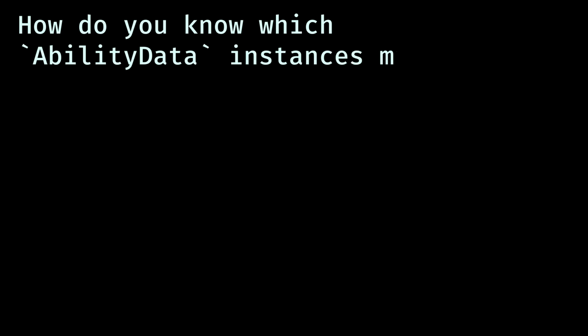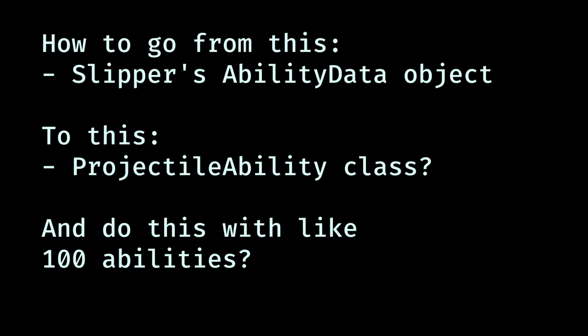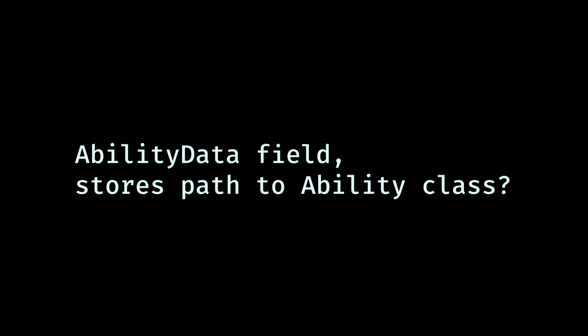Wait, how do you know which ability data instances match with what ability class and ability definition? Like, how do we know when we've got a slipper ability data instance that we match it up with a projectile ability class? And remember, we're potentially going to have hundreds of abilities. Reflection? No, way too hacky. Adding the path to the correct ability class as a field in the ability data class? No, that sounds like hell if I need to move things around.